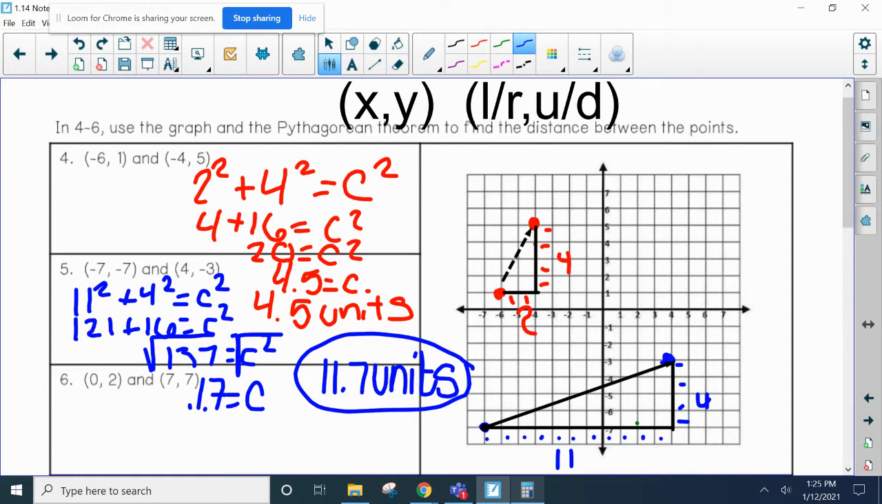Pause it, solve 6. You got it? You sure? Okay. So 0 means we're not going left or right. 2 means we're going up 2. And then 7, positive 7. So right 7, up 7. These are our 2 points. We are finding the distance.